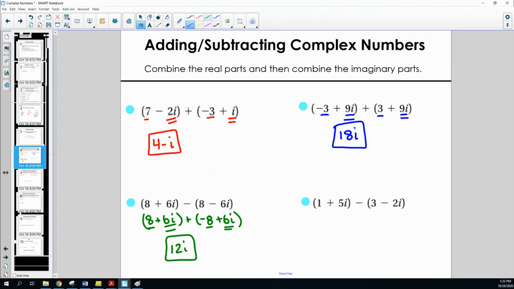And then this last one, I'm going to keep it as subtraction. So I have 1 and 3, but I'm distributing the negative. So I have 1 minus 3, which is going to give me -2. And then I have 5i minus a -2i. That becomes plus, and I get 7i.